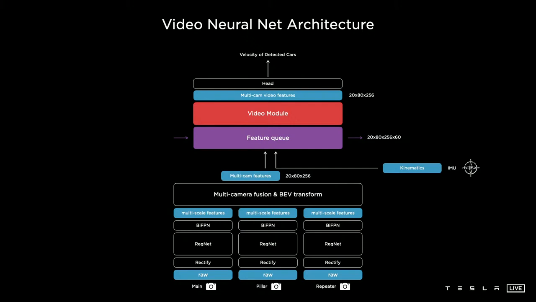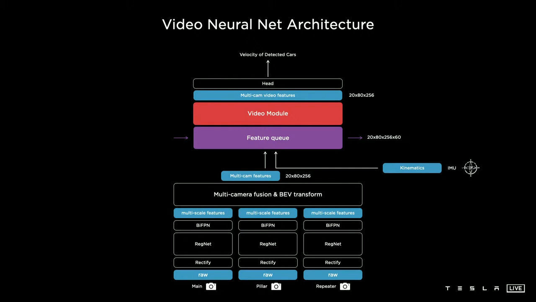So we have the multi-scale features, as we had them from before, and what we are going to now insert is a feature queue module that is going to cache some of these features over time, and then a video module that is going to fuse this information temporally. And then we're going to continue into the heads that do the decoding. Now, I'm going to go into both of these blocks one by one.